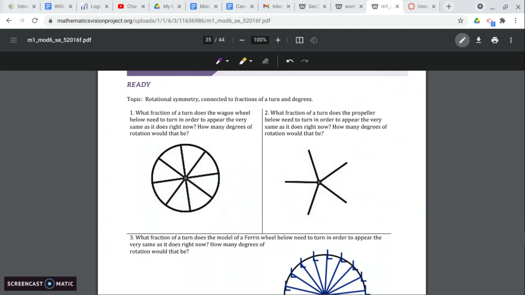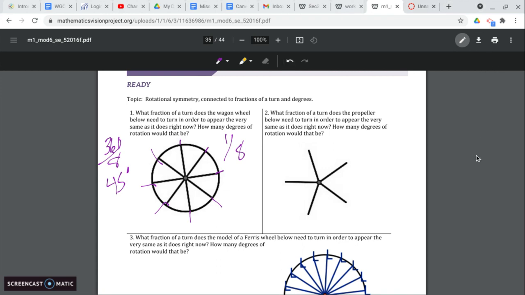All right, so for number 1 here, what fraction of a turn does the wagon wheel below need to turn in order to appear the very same as it does right now? How many degrees of rotation would that be? So first we count. We've got 1, 2, 3, 4, 5, 6, 7, 8. This has 8 spokes, so this is like an octagon. So 360 divided by 8 is going to give us 45 degrees. So it's 45 degree rotational symmetry, and 1 turn on this would represent 1/8 of a rotation.